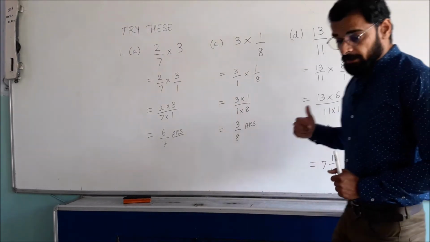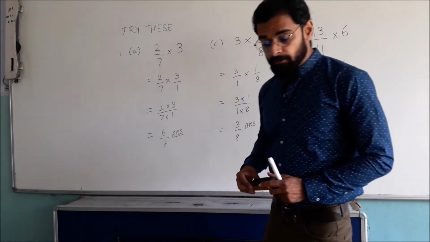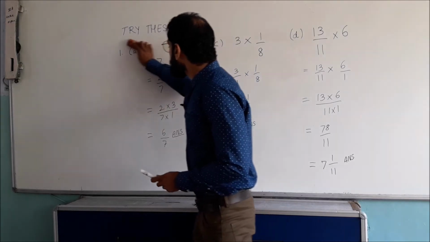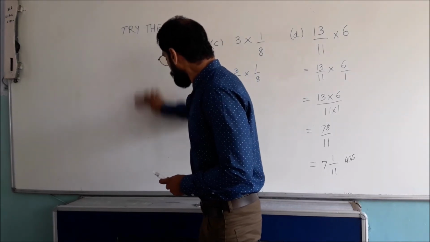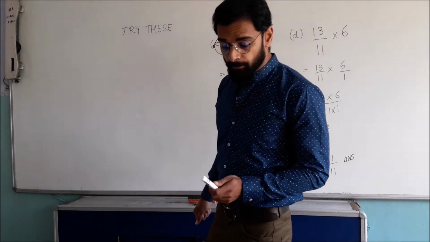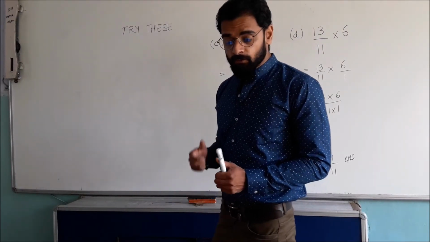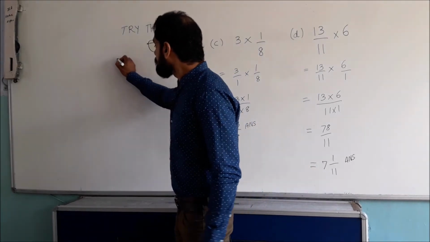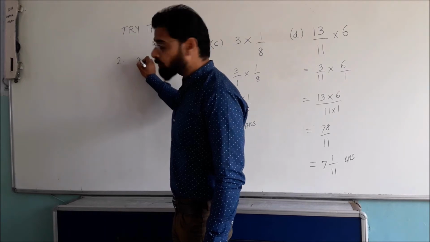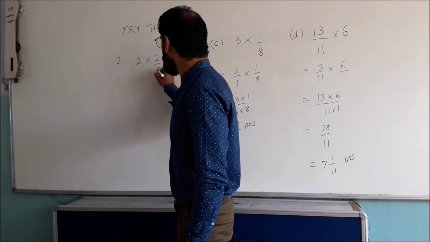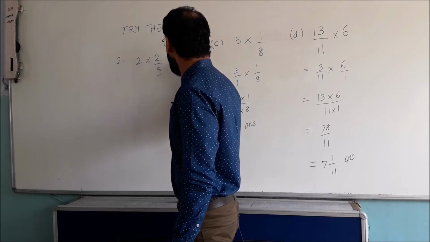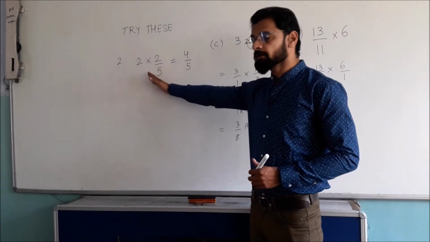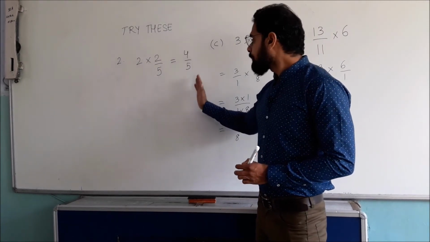Okay, let us do another question from the same exercise. Try these. Second question is, we have to represent the product of two numbers pictorially. That is, we have to use some picture to represent this equation. This is given: 2 into 2/5 is equal to 4/5. This question is given 2 times 2/5. If you solve this, you will definitely get this answer 4/5.